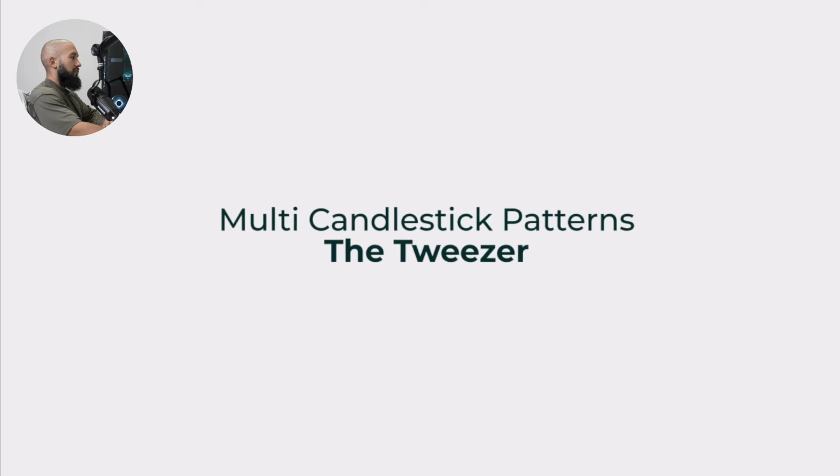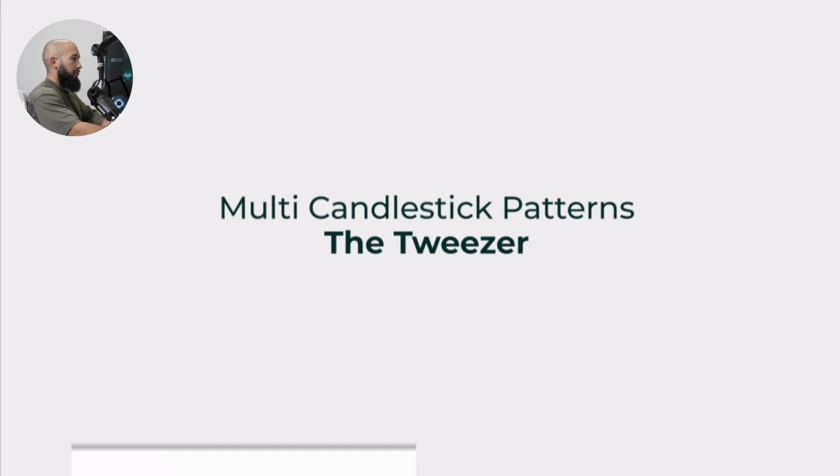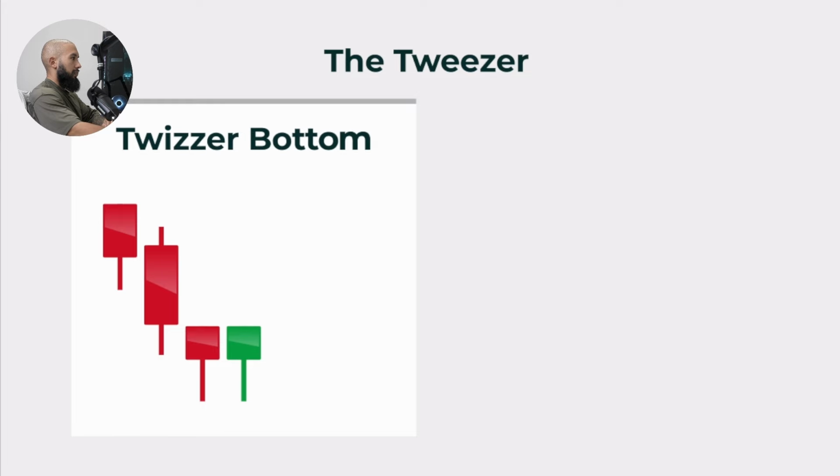All right, here we have multi-candlestick patterns. This is where we're combining two or more candles to form a pattern. The first one we're going to be covering is the tweezer. We have what we call a tweezer bottom. A tweezer bottom is where we have a bearish candle followed by a bullish candle in a downward trend, and we have buying pressure occurring pretty aggressively.